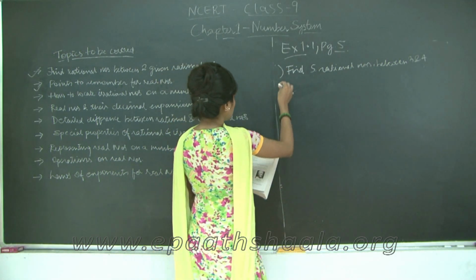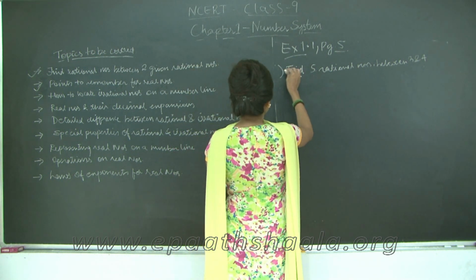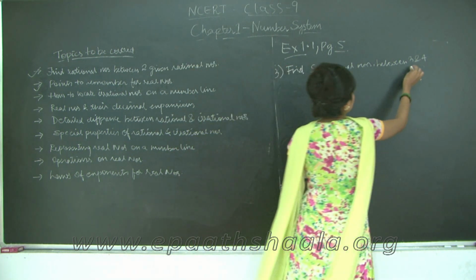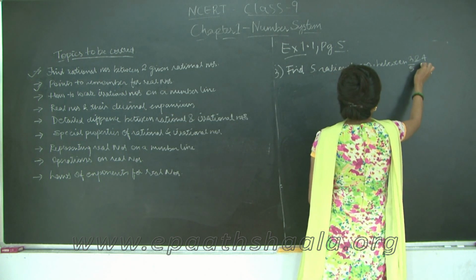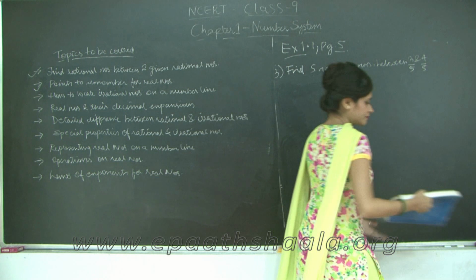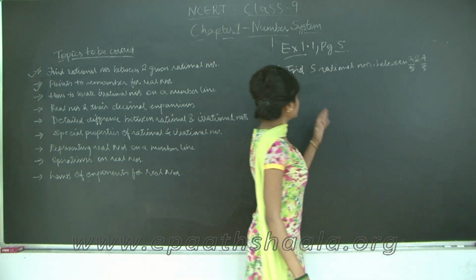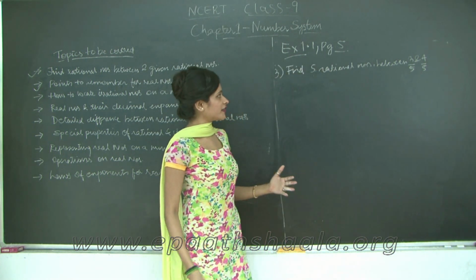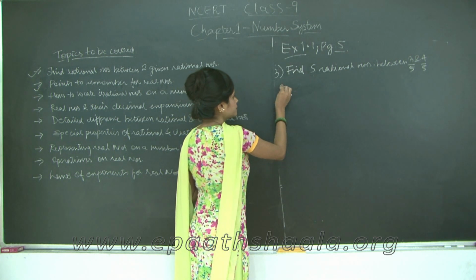So, my third question: you have to find 5 rational numbers between 3 upon 5 and 4 upon 5. Okay. 5 rational numbers between 3 upon 5 and 4 upon 5. I'll see the solution.